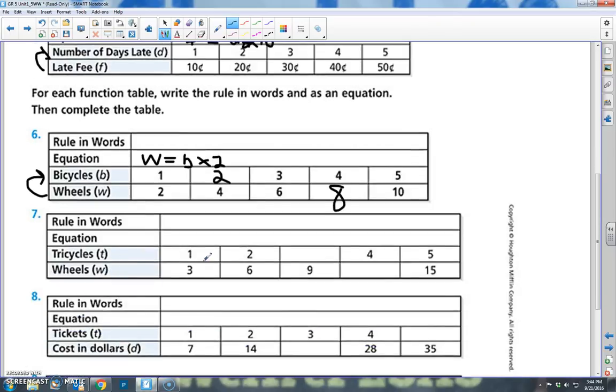Down here, 1, 2, 3, 4, 5, 3, 6, 9. You are correct. 12, 15. Equation would be W, which is right here, equals T times 3. Wheels equals tricycles times 3.